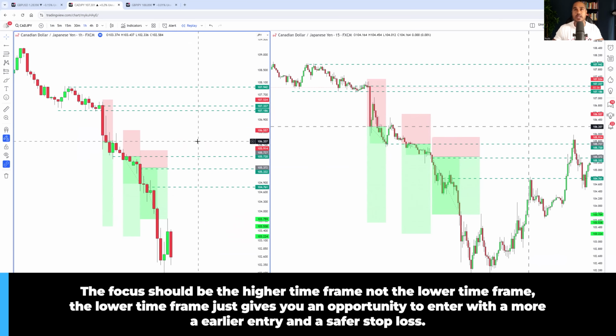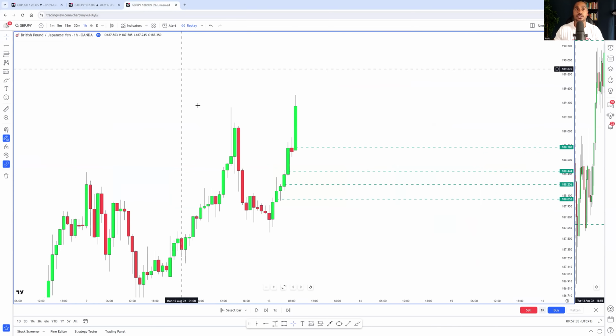And the focus should be the higher time frame, not the lower time frame. The lower time frame just gives you an opportunity to enter with an earlier entry and a safer stop loss. Let's look at one more example on GJ.